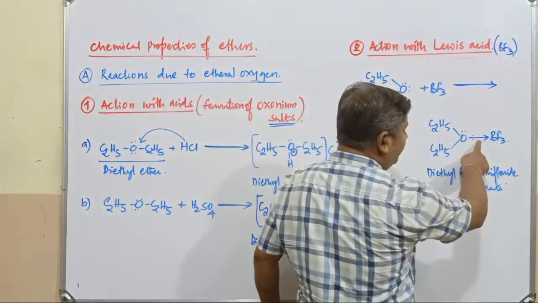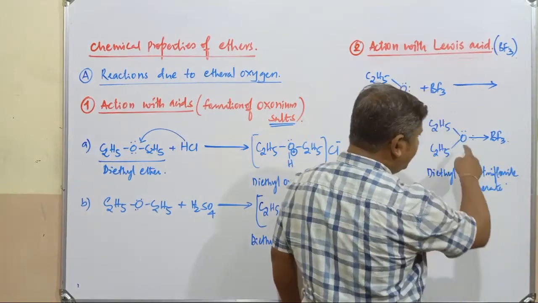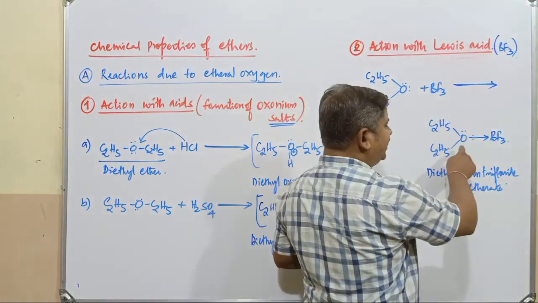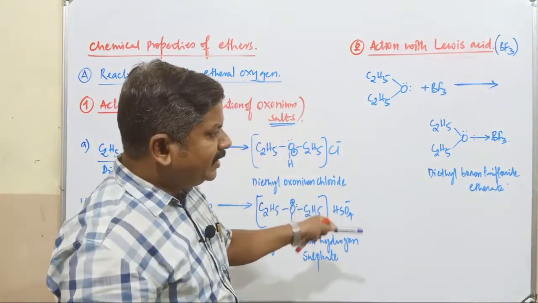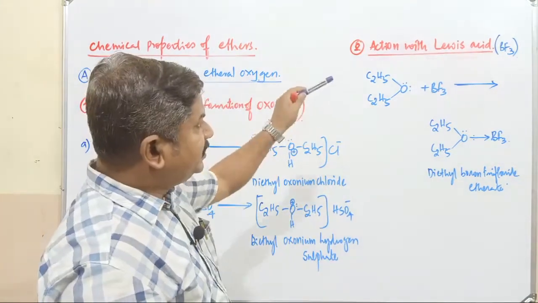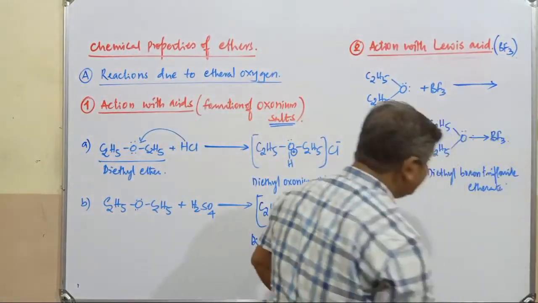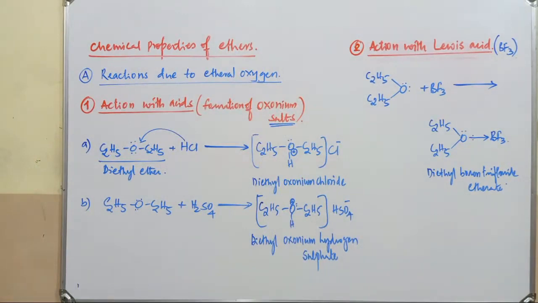Now this is a coordinate bond formed between oxygen and boron. Here boron is accepting electrons and oxygen is donating electrons, so the ether is a Lewis base and BF3 is called a Lewis acid. It forms the respective compound, diethyl boron trifluoride etherate. This is a reaction with what compound? BF3, which is acting as a Lewis acid.